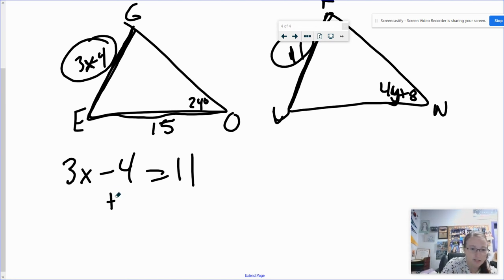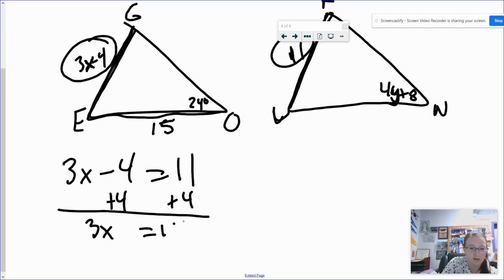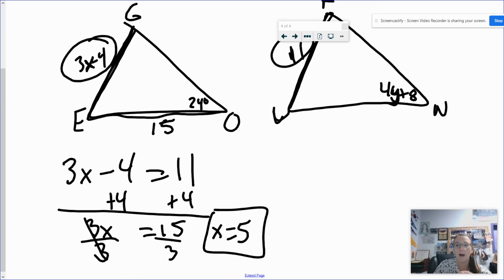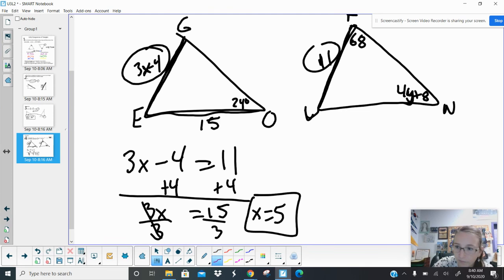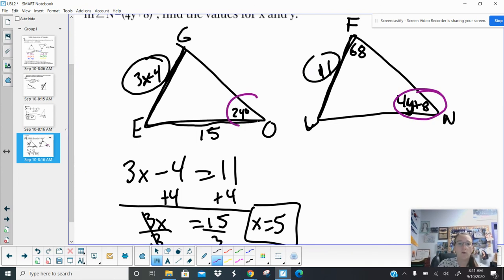Okay, so we determined these two sides are congruent, so we are allowed to set them equal to each other. This is how we're going to go about solving for X. You should have gotten that X equals 5. But we still need to solve for Y. So let's find where Y is at. Y is now over here. So what am I going to set this equation to? What angle in the other triangle is 4y plus 8 going to be set equal to? 24, they're in the same position. They're congruent because I drew my triangles that way.